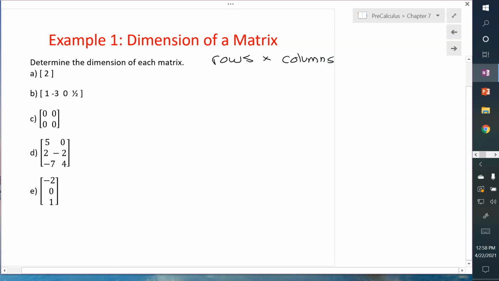So this matrix A, which just has the number 2, is 1 row by 1 column, so it's a 1 by 1. Next one, I have 1 row and 4 columns. That's a 1 by 4. C, I have 2 rows and 2 columns, so 2 by 2, and this would also be called a square matrix because you have the same number of rows as columns. D, I have 3 rows by 2 columns, and then E, we have 3 rows and 1 column. That's how you're going to do the dimension of a matrix.